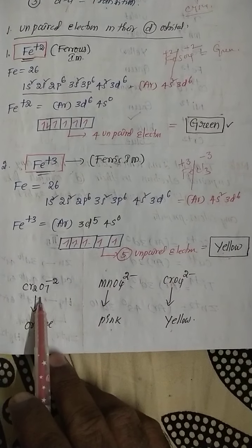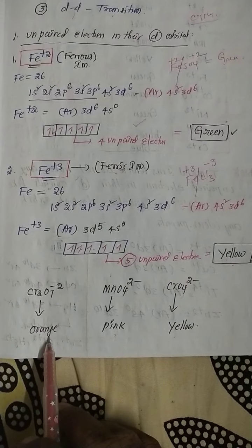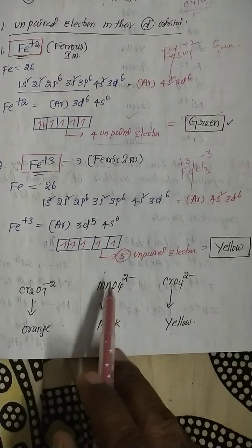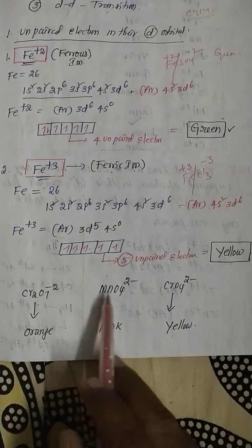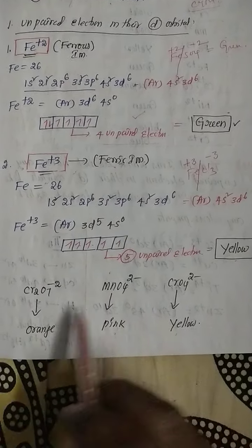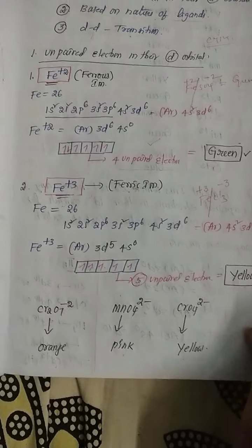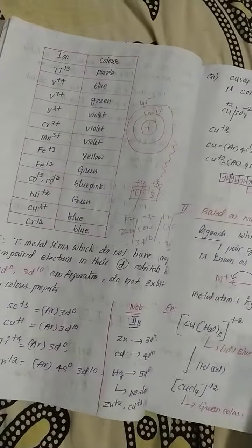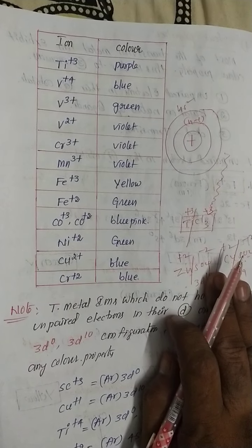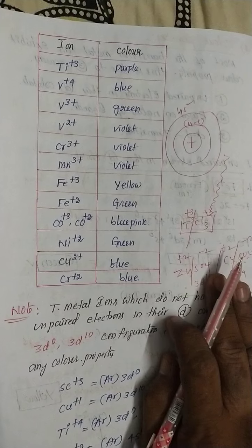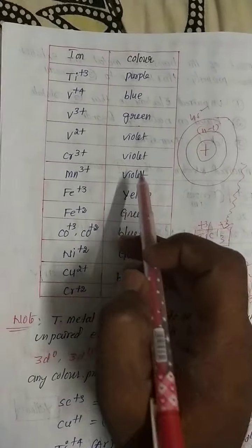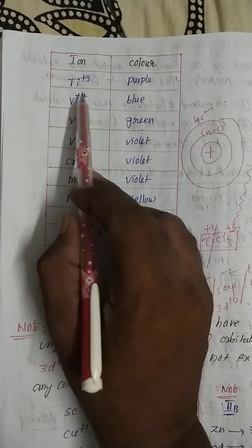See, Cr2O7 2 minus is orange color, K2Cr2O7. KMnO4 is pink color, K2CrO4 yellow color. So these are important examples, my dear students. Now we are going to discuss, if any transitional metal compound has unpaired electrons in the d orbital, how they show the color property. First we will discuss this in tabular form.